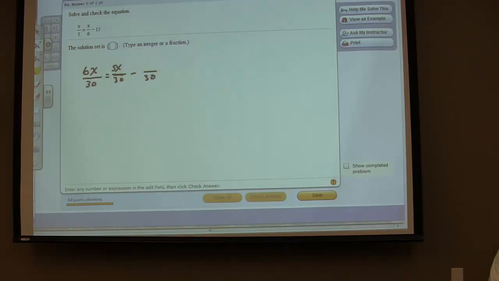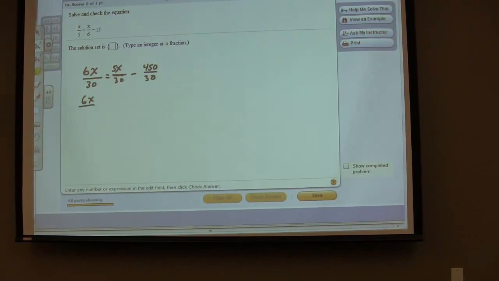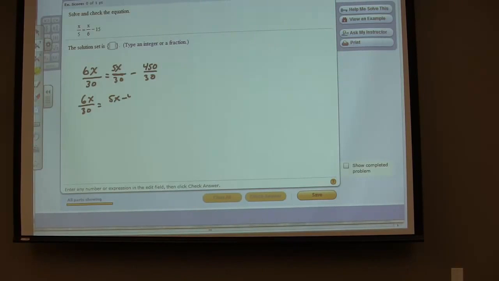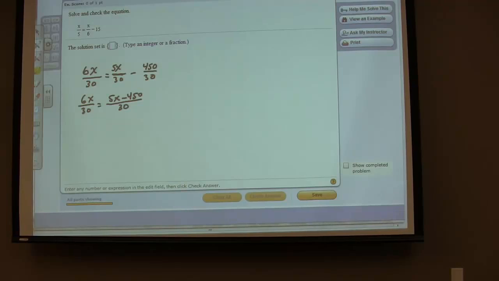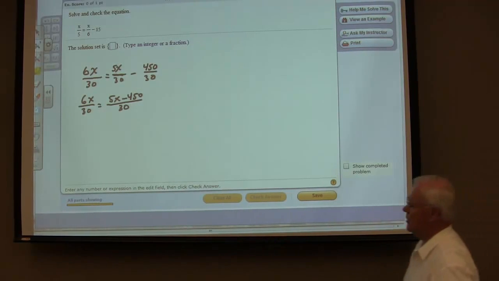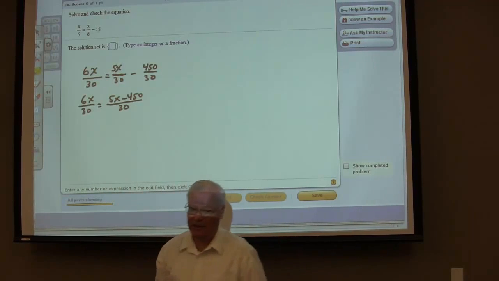And that 15 was understood to be over 1, because it's a whole number. So I multiplied by 30. So 30 times 15 is 450. Now I can combine the right-hand side. So 6x over 30 is equal to 5x minus 450 all over 30. Now that I have both sides over 30, if I were to multiply both sides of the equation by 30, those denominators would cancel out.